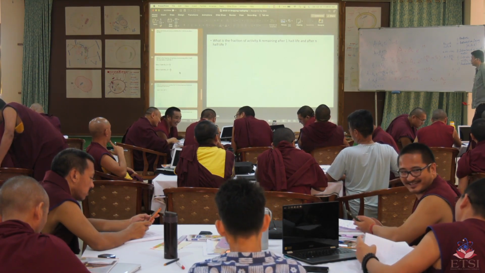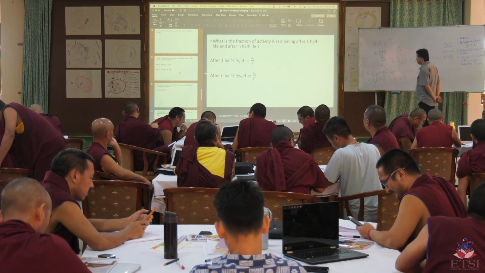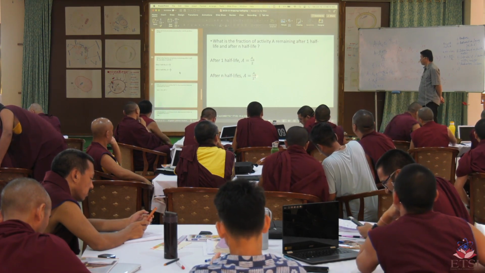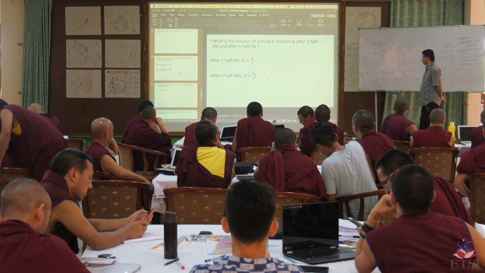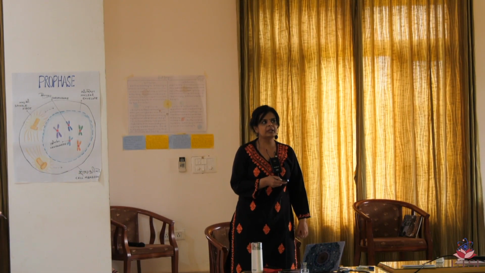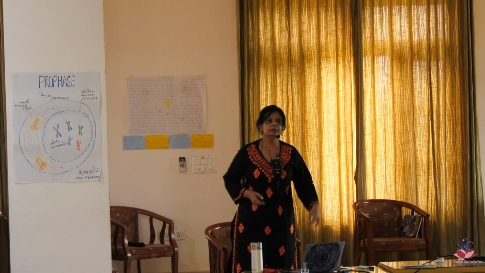So this is what the answer should be. Like this you can do after 2 half-lives, what will be the value? Instead of n, you will put 2 to the power 2. After 3 half-lives, 2 to the power 3, and so on. This is for n half-lives. So I gave you the first value and the last value. The middle one, you can just substitute the value of n.